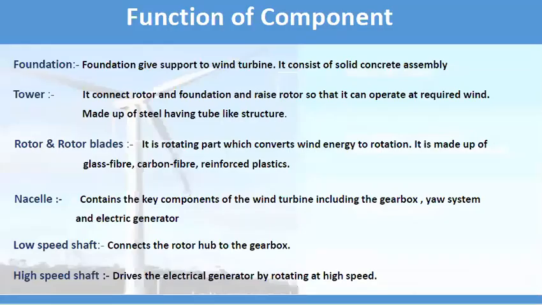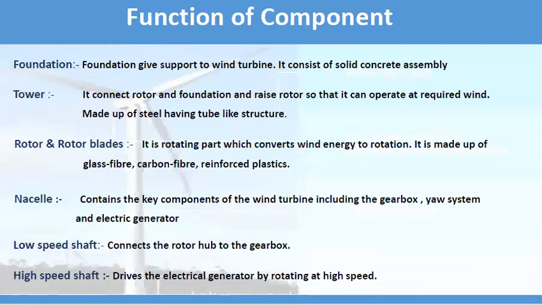So coming to the functions of the components, the foundation gives support to the wind turbine. It consists of a solid concrete assembly. And coming to the tower, it connects the rotor and foundation and raises the rotor so that it can operate at required wind. It is made up of steel having a tube-like structure.